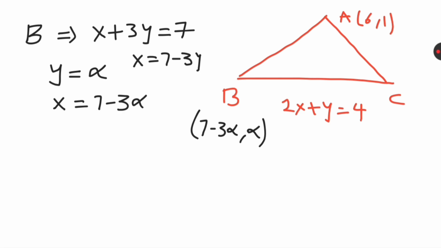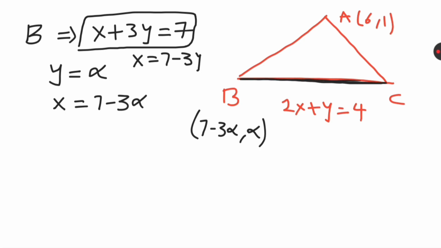Same like that, let's observe for the C. The given B lies on this line, x plus 3y equal to 7. And see here, BC is the base, isn't it? That means the C point lies on this equation, isn't it? Here also, whenever a point lies on a line, the coordinates should be in a single variable. For the B point we considered alpha, that's why for the C we consider beta.